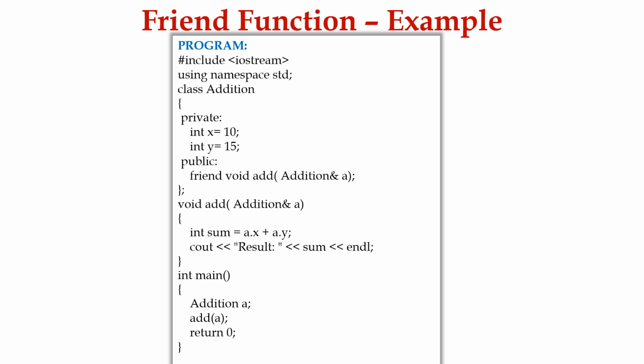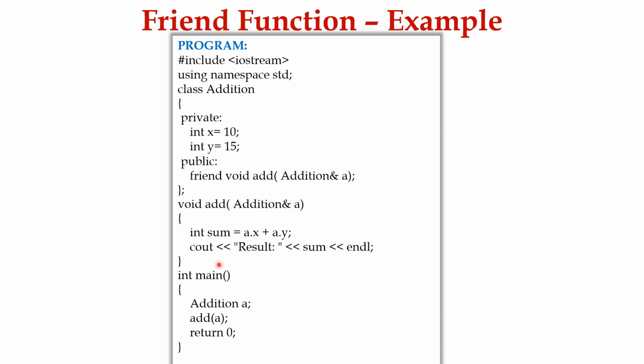Now let's see the execution of the program. We all know that the execution starts from the main function. So here we have created the object A for the class addition. Here we have passed the object A as a parameter to access the add function, since a friend function cannot access the private variables of a class directly.